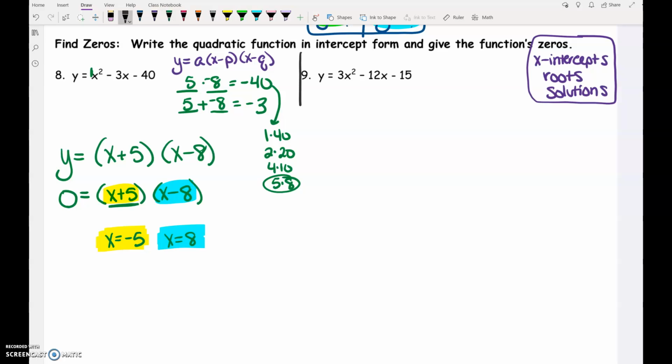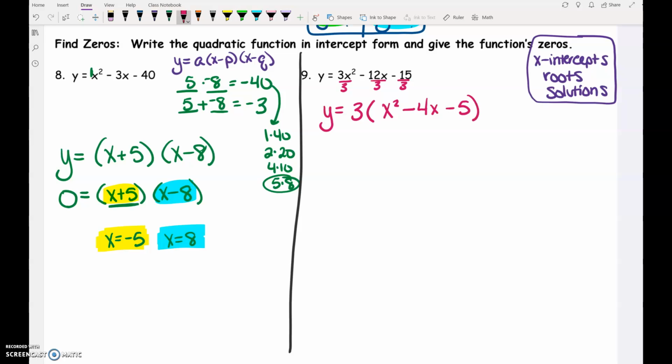Now let's take a look at number 9. This time, do 3x squared, negative 12x, and negative 15 have anything in common? 3. This first term, if we take the 3 out, will be plain x squared. Negative 12x, factor out a 3, we'll be left with negative 4x. Negative 15, factor out a 3, we'll be left with negative 5.